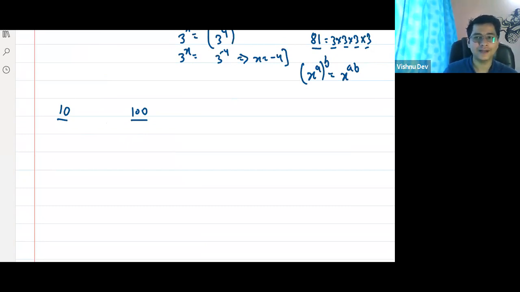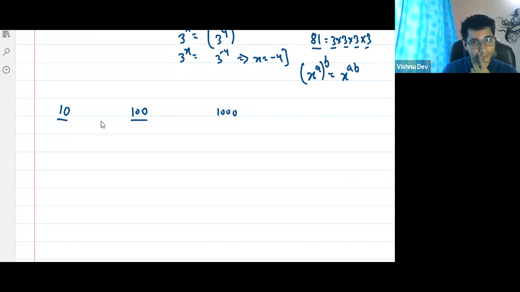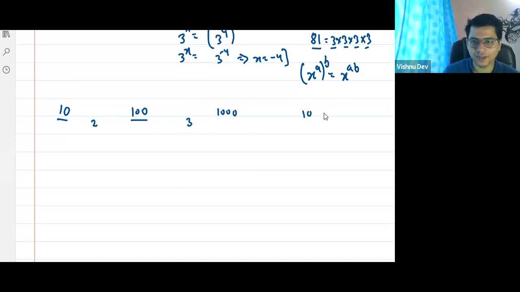So 2. Two digits. Very good. And between 100 and 1000, 3. So I can say 3 digit. And between 1000 and 10,000, 4. So can you find a pattern over here? See how easy concept is used in a very good problem. I'll use this concept. Like, can I say that if I'm having 10 to the power 4 and 10 to the power 5, the number of digits will be 5 or 4? Tell me, 5 or 4?